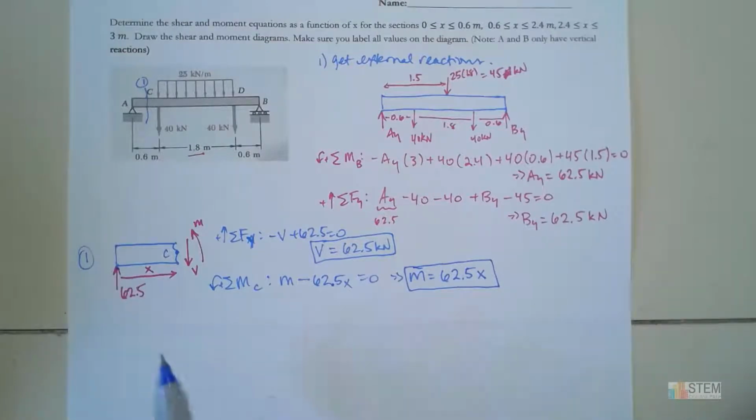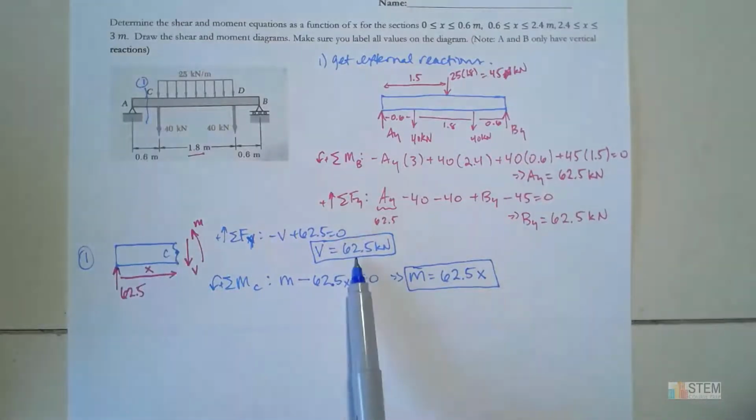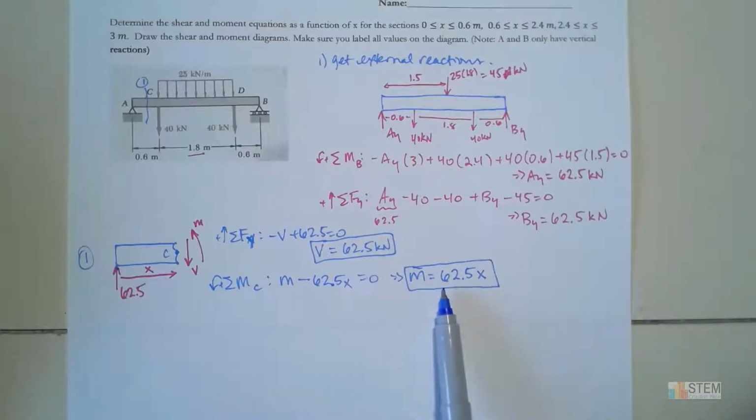So basically if you have an X value anywhere from 0 to 0.6, 62.5 will be your shear, and then your internal moment would be 62.5 times X. All right.